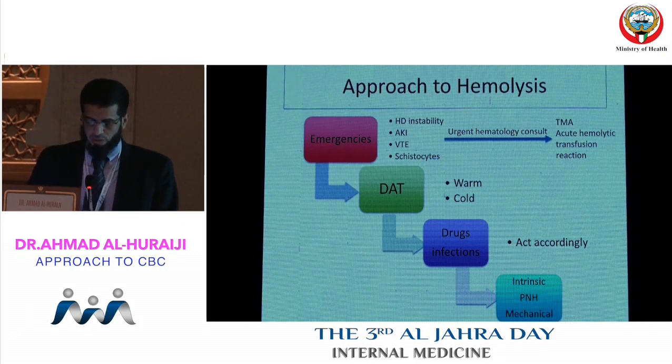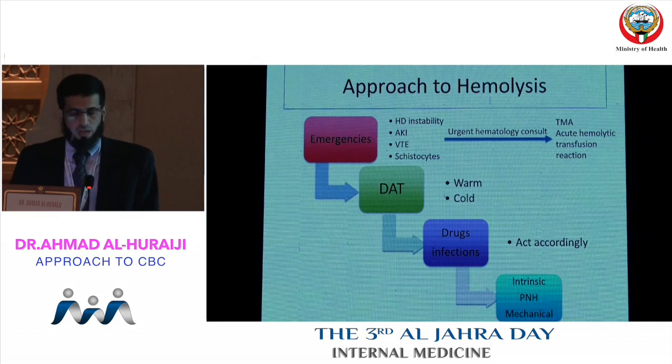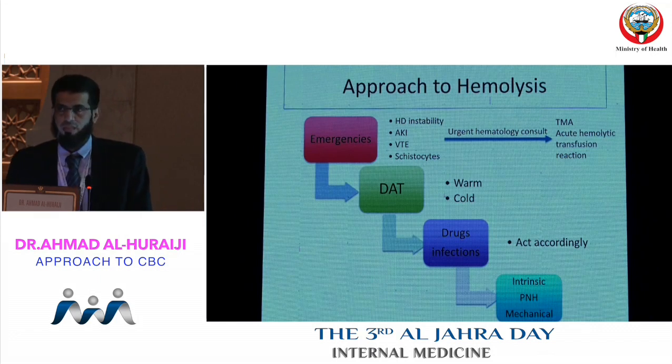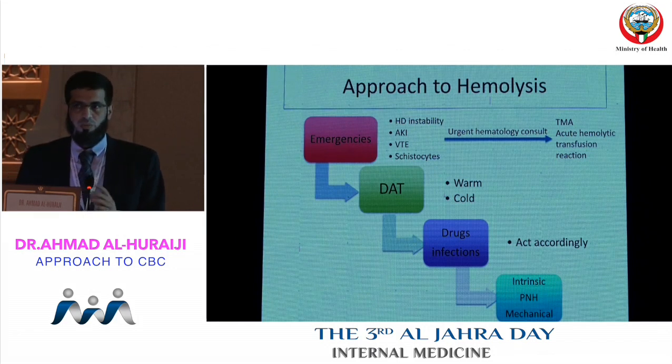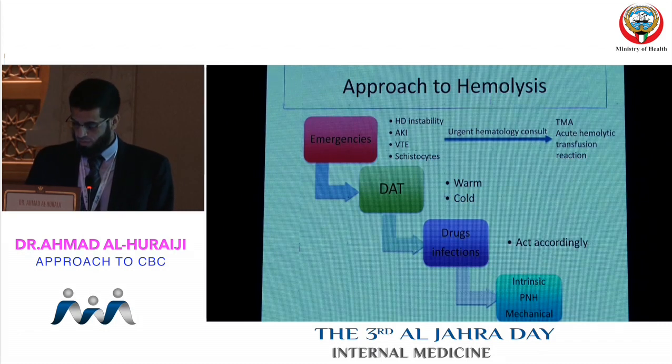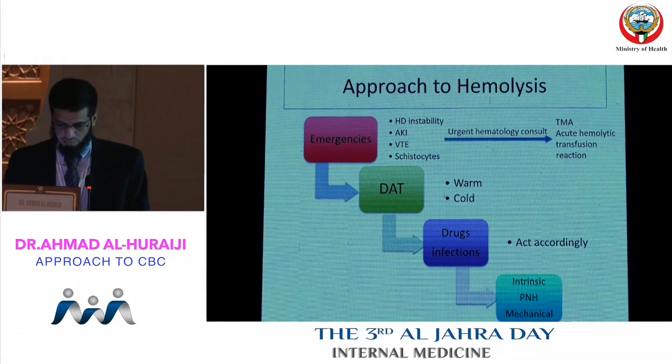Then we look carefully about their drug history, infection history, any intrinsic factor like sickle cell disease, hemoglobinopathies, membranopathies, or enzymopathies. Paroxysmal nocturnal hemoglobinuria can cause that negative autoimmune hemolytic anemia. And mechanical, if the patient has some prosthetic valve that can cause some hemolysis.